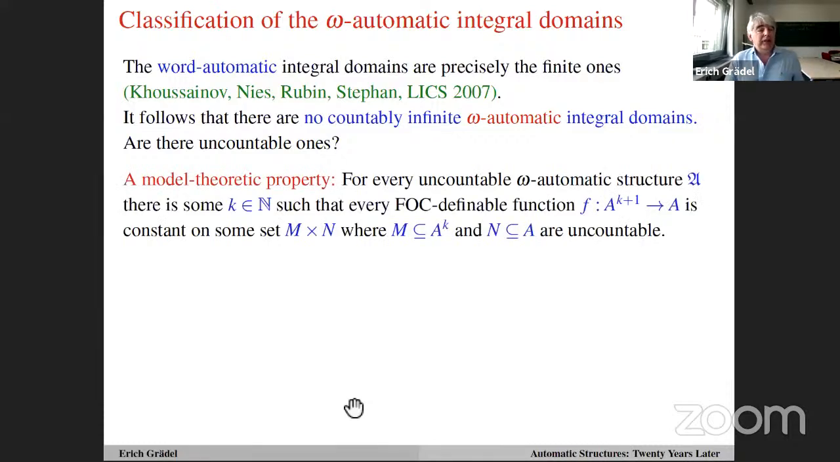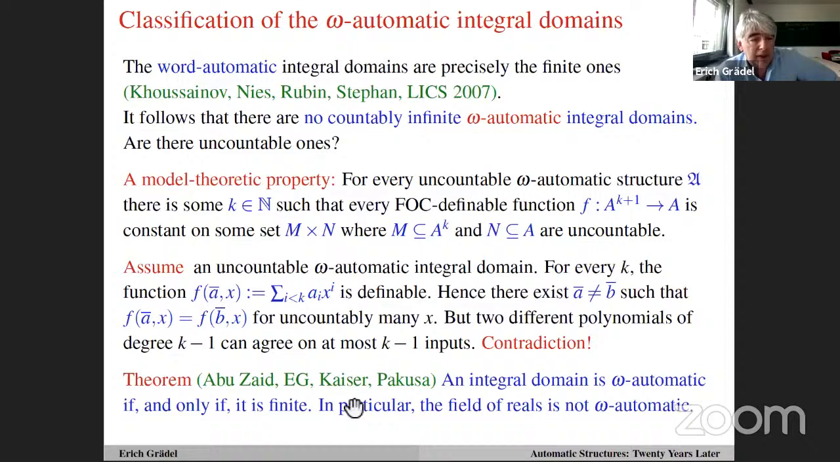And for this, again, we use a model-theoretic property that itself is not easy to prove, but very useful. And it says that for every uncountable omega automatic structure, there is some natural number k, such that every first-order definable function with k plus 1 arguments is constant on some set M times N, where M and N are uncountable sets.